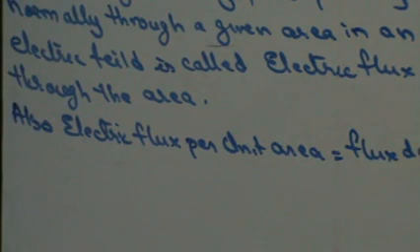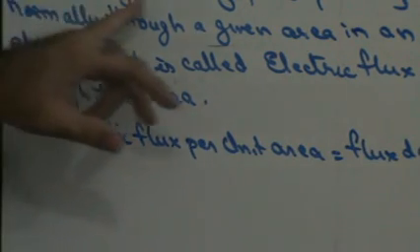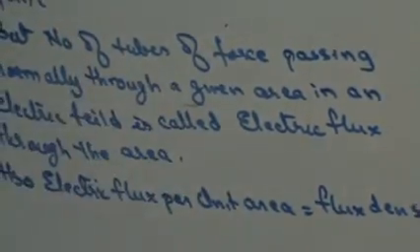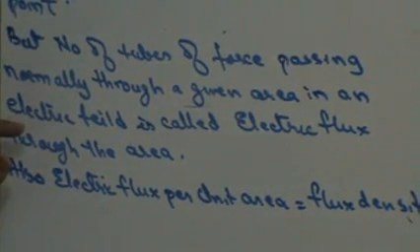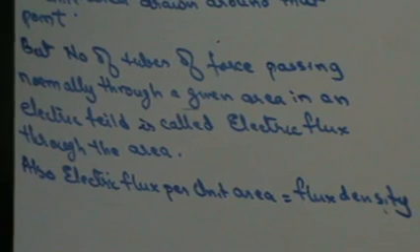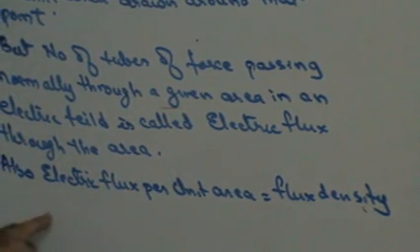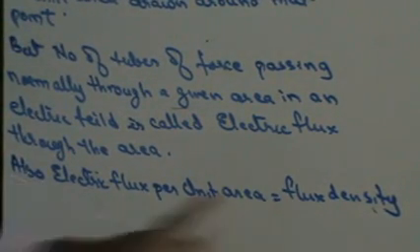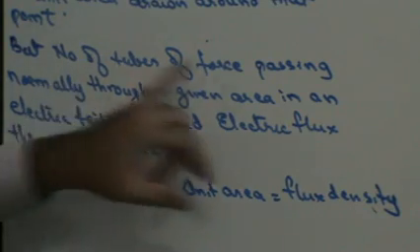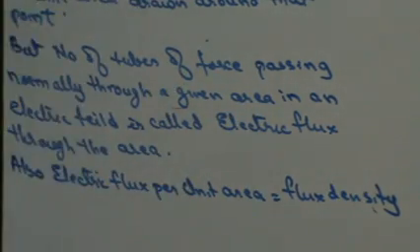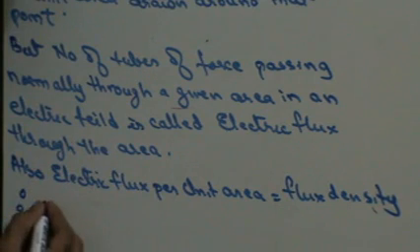Right? Therefore, I can say that number of cubes of force passing through a given area is called as electric flux. Number of cubes of force is also equal to electric intensity. Therefore, I can say that electric intensity is the same as flux density. Guys, once more. Electric flux per unit area is flux density. Electric flux per unit area is number of cubes of force normally passing through a given area. And number of cubes of force normally passing through a given area is also equal to electric intensity. Therefore, I can say that electric intensity is the same as flux density.